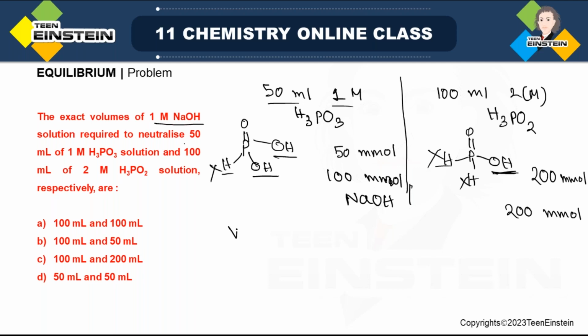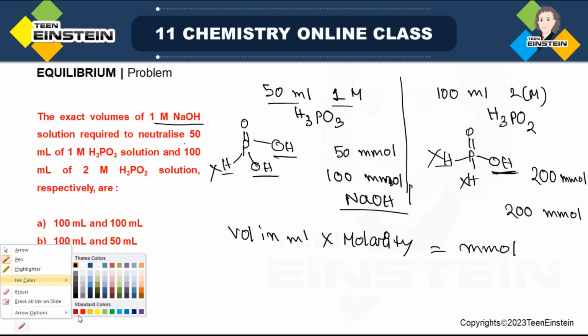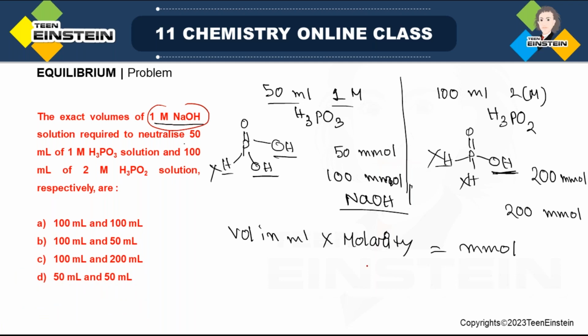Now, when we multiply volume in ml with molarity, we get the number of millimoles, right? Here you already have the number of millimoles of NaOH, but you do not know the volume. You know only the molarity. So if molarity is 1 molar and millimole is 100, obviously the volume is also 100. So 100 ml NaOH is required, and here you require 200 ml. So which option is correct? It is for the first this, then this, respectively. That means 100 ml first, then 200 ml. So option C is the correct answer.